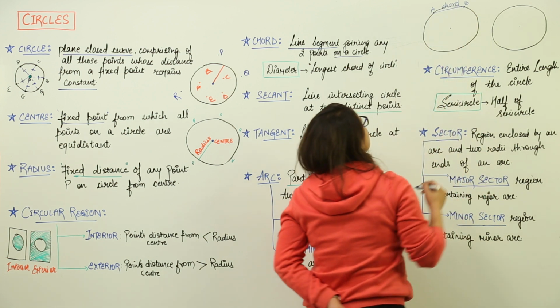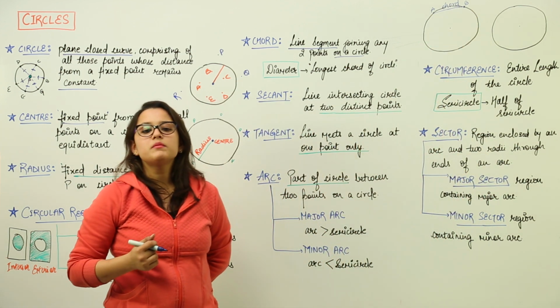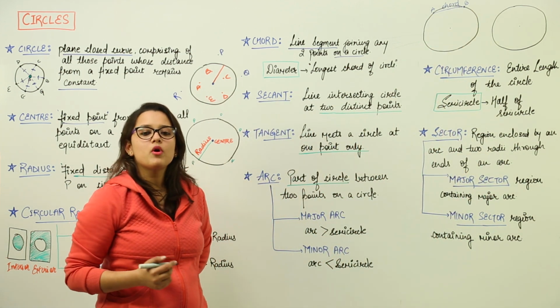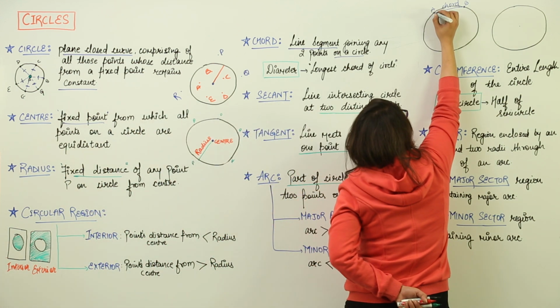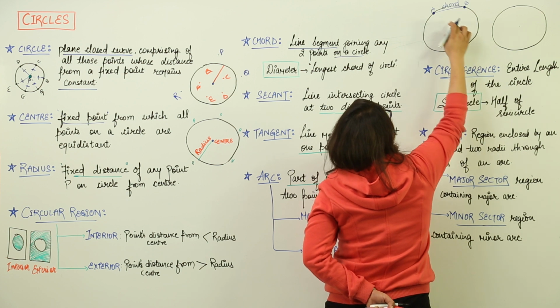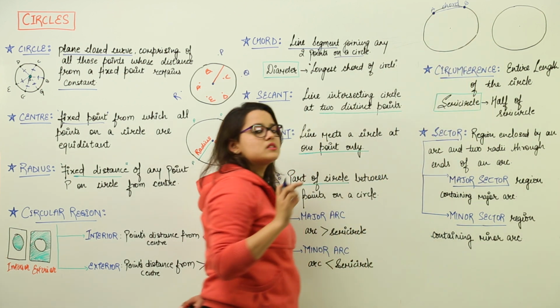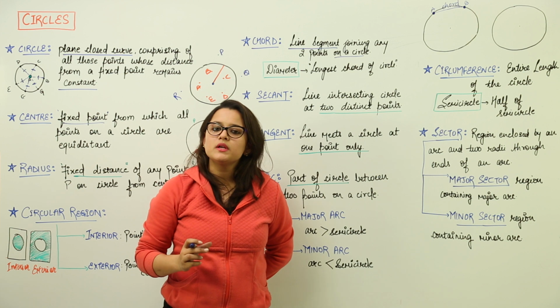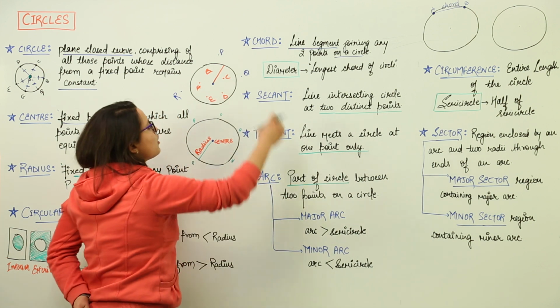AB is the chord of the circle because it is a line segment that joins any 2 points on the circle. Your 2 points can be anywhere else also, right? One could be here, other could be here. Just 2 points on the circle are joined by a line segment. That line segment is known as chord.